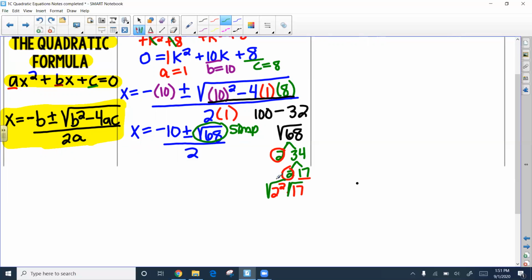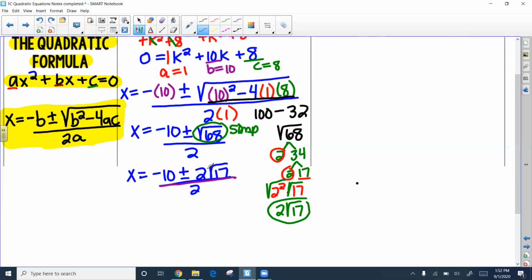But because it's under the radical, remember anything that's a pair simplifies. So the square root of 2 squared is just a 2. And then we have the 17 left on the inside. All right, so that's what the radical part simplifies to. So now we have x equals negative 10 plus or minus 2 square root of 17 all over 2. I took the square root of 68 and simplified it to 2 square root of 17. Now that we simplified, I can do the division.